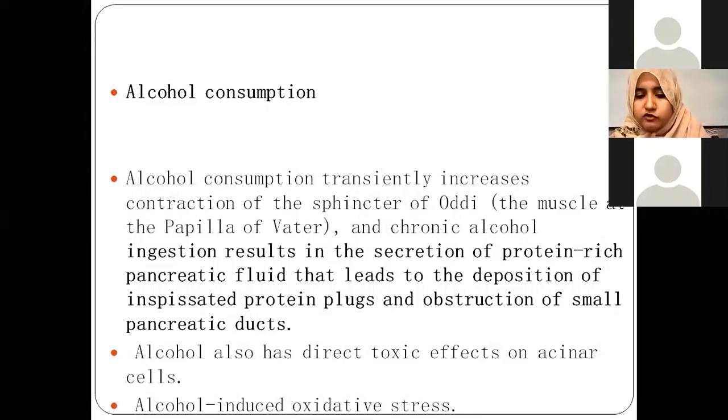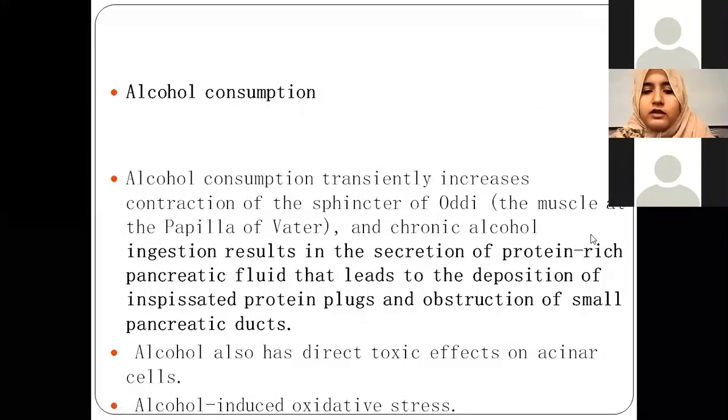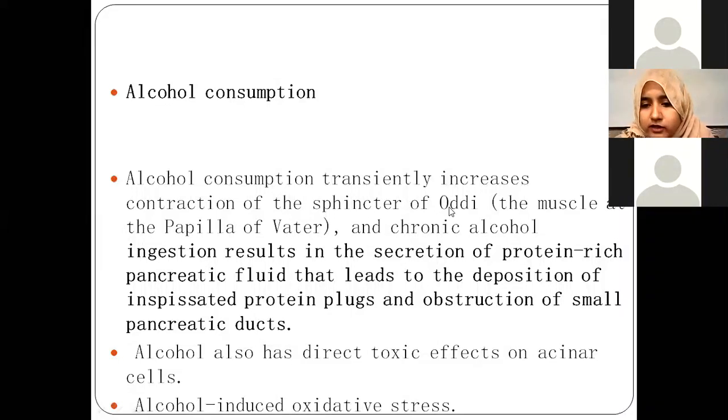Also, alcohol is responsible for direct toxic effect on acinar cells and also induces oxidative stress. If they ask why chronic consumption of alcohol is related with pancreatitis, so these three effects. It also affects the contraction of the sphincter of Oddi, it increases its contraction, and in chronic alcohol abuse patients, there is a secretion of protein-rich pancreatic fluid that leads to deposition of thick protein plugs and obstruction of the small pancreatic duct.